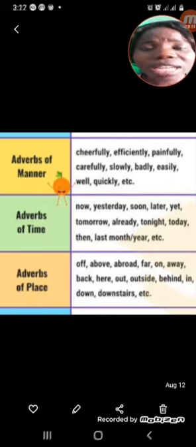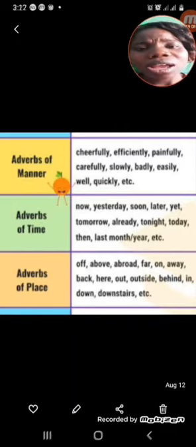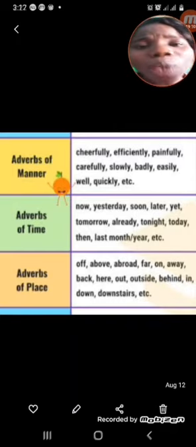Do you understand? Don't forget, I told you that we have 3 types of adverbs for your level. We have adverbs of time, we have adverbs of place, we have adverbs of manner. And we're talking about adverbs of place. Adverbs of place talk about where. Adverbs of place answer the question where. Where did it happen? Where is it happening? Or where is it going to happen? Do you understand now? Okay.